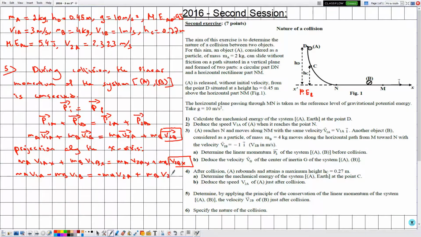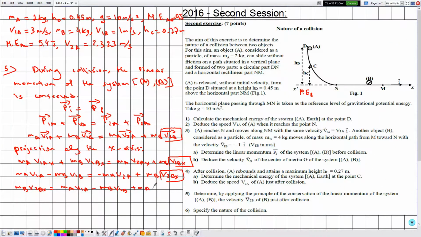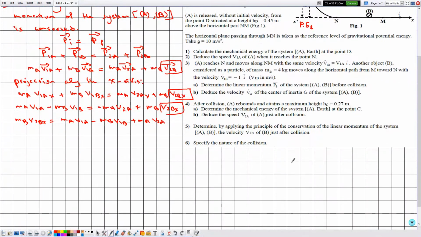So always the one that we are determining will not be projected. If it's positive, then it will move in the positive direction. If it's negative, then it will move in the negative direction. And we are interested in determining this value. So let me rearrange. Here we have that MB V2Bx is equal to MA V1A minus MB V1B. Now moving this to the left hand side, it will gain another minus sign and it becomes plus MA V2A. Now dividing both sides by MB, then V2Bx is equal to MA V1A minus MB V1B plus MA V2A, divided by MB.